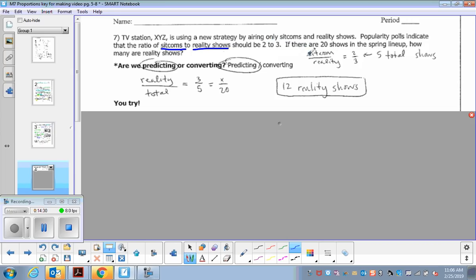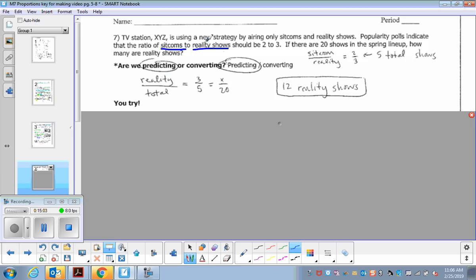Folks, this is a part-to-part ratio, where we're comparing the number of sitcom shows to reality shows, and for every 2 sitcoms, there are 3 reality shows that are going to air on TV. A sitcom is something like Seinfeld or Friends or Modern Family. A reality show would be something like Keeping Up with the Kardashians. And we can see here if we add them up, there'd be 5 total shows. Now, in the spring lineup, there's going to be 20 total shows. So how many of them are reality shows?